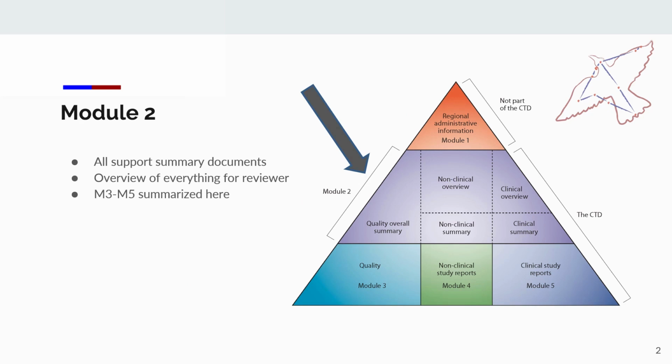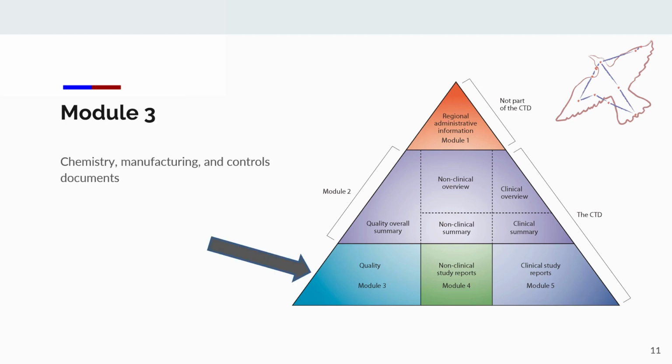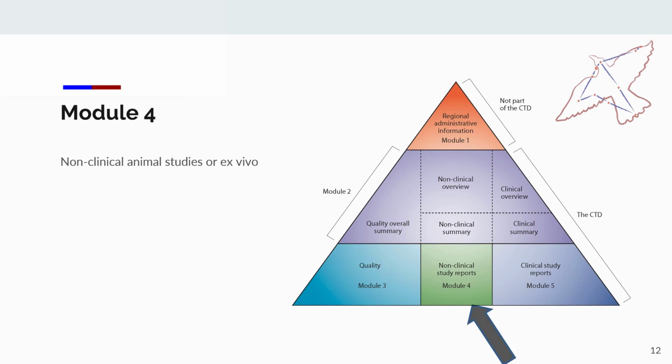When an application is submitted, the reviewer needs to be able to go to one spot to get an overview of everything. Next, we have Module 3. This is where the quality documents are placed. Quality documents include information about drug structure, manufacturing, container closures, and stability. Next, we have our Module 4, which contains non-clinical studies. Any studies not involving direct observations of living patients belong in this module.